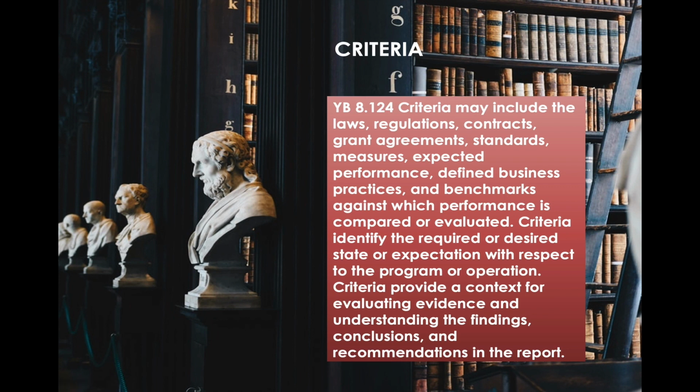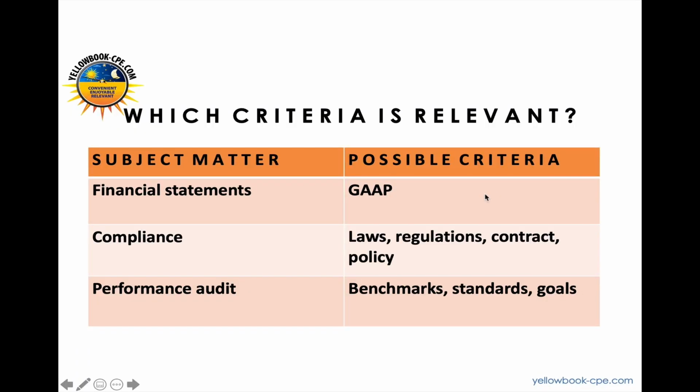Okay? This is a little bit weaker, and that's kind of where performance auditors tend to play, because financial auditors own financial statement audits, and their criteria is GAAP. That stands for Generally Accepted Accounting Principles, right? Compliance auditors are using laws, regulations, contracts, policies, and performance auditors can end up struggling a little bit to find criteria because they're using benchmark standards and goals of the program.